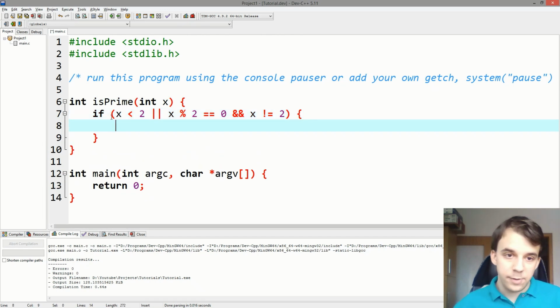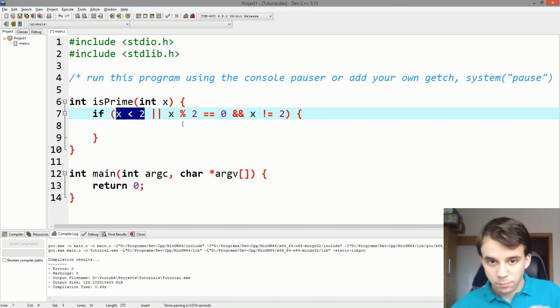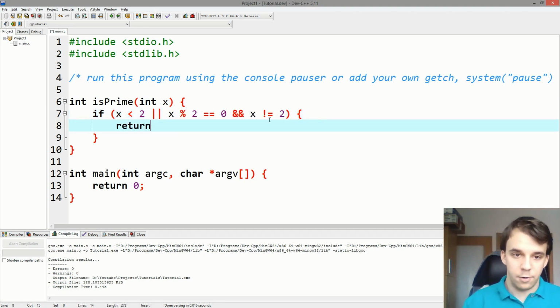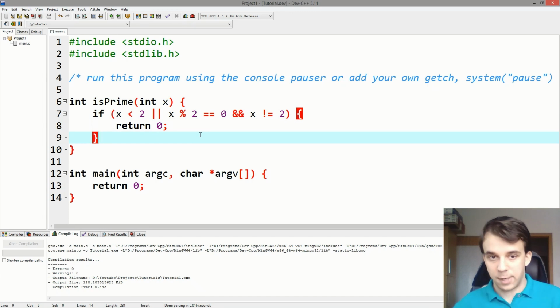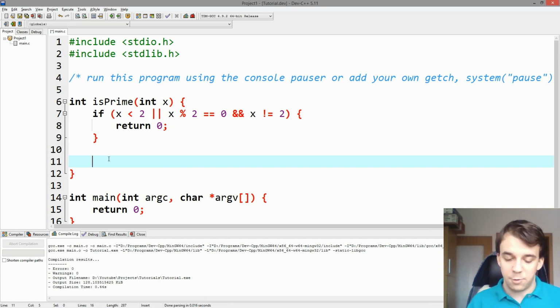And if this is true, this means it's either 1, 0 or negative, or it's an even number that's not 2, which means we return 0. So that would be the first stage. That would really remove a lot of checks. You don't have to check many conditions here for even numbers. Now for odd numbers, pretty simple as well.